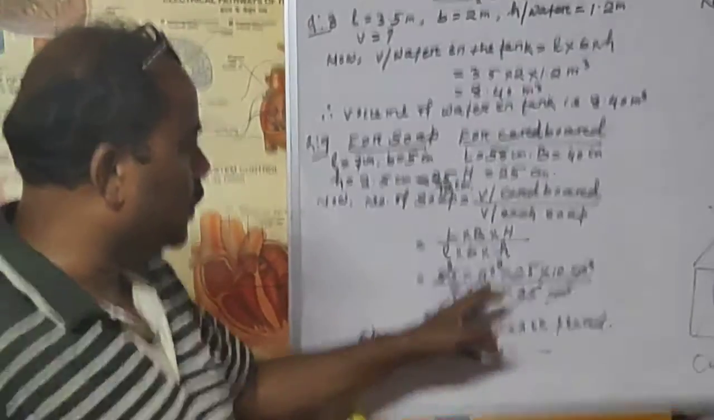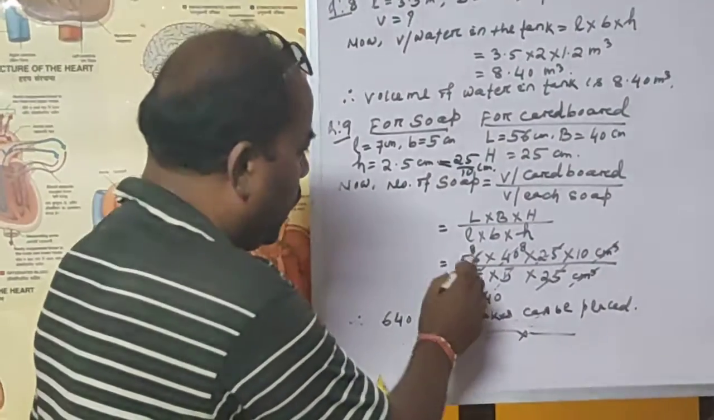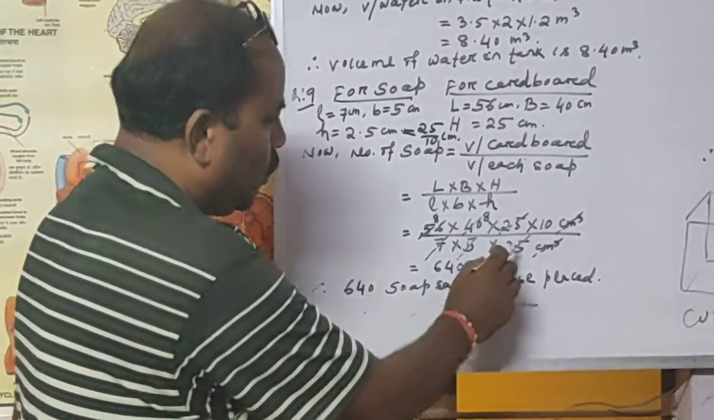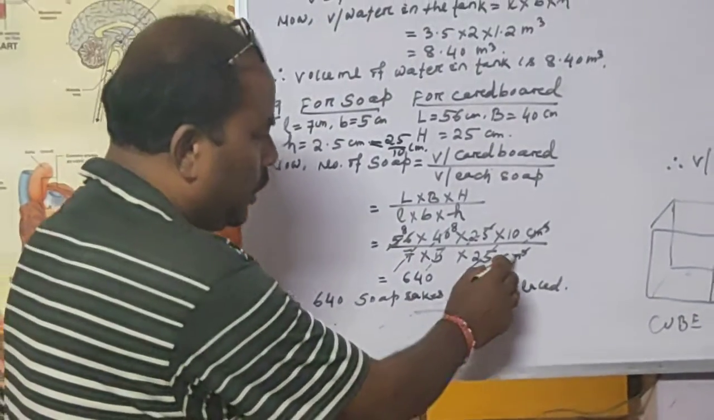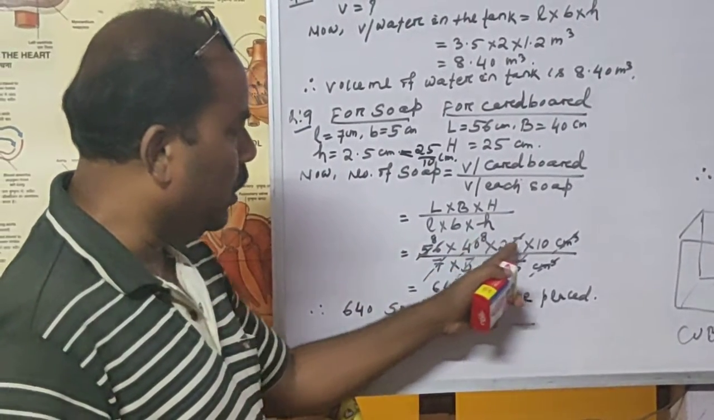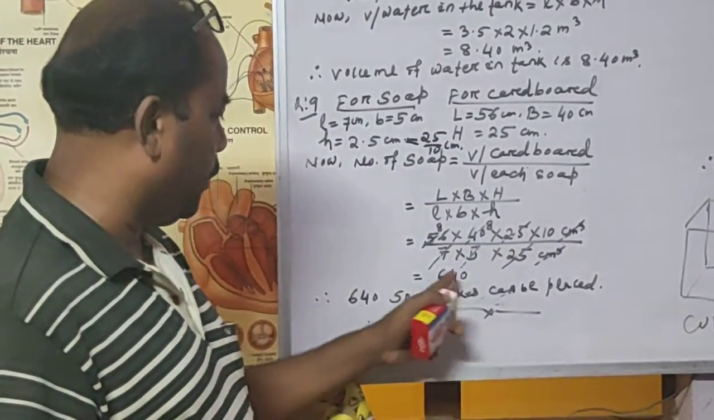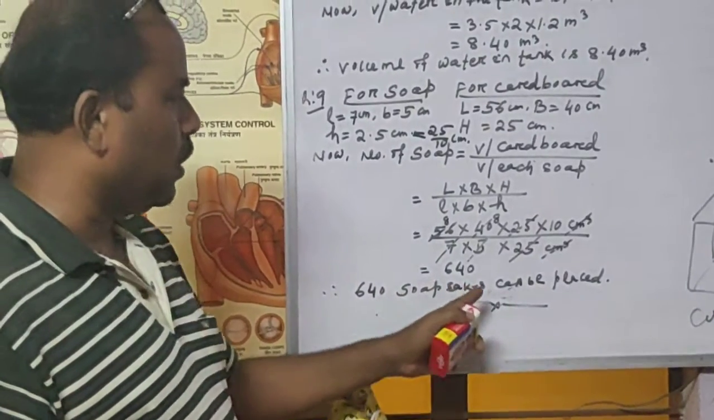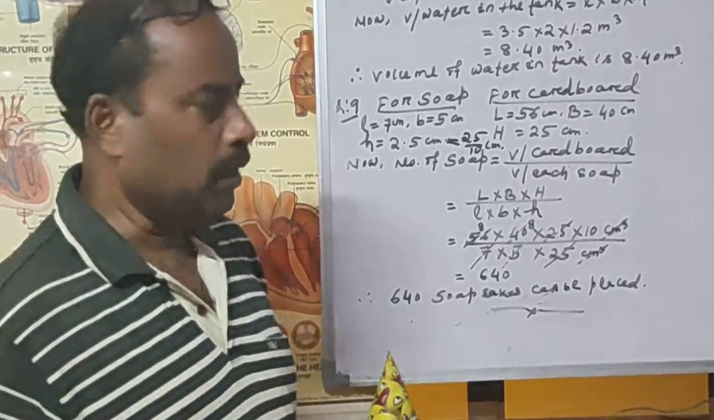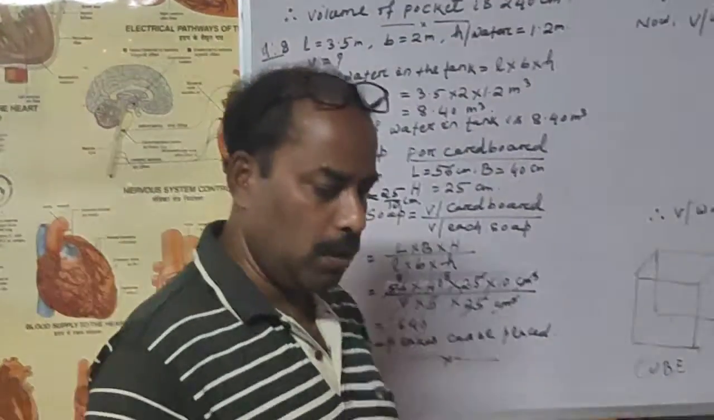Now if we cancel these numbers, 7 8s are 56, 5 8s are 40, 25 cancels, centimeter cancels. What is left? 8 into 8 into 10, that is 640. Therefore 640 soap cakes can be placed in the carton box. Clear, I think? Now we will come to question number 12.